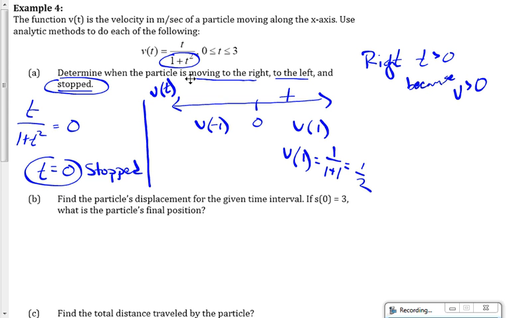Okay. What about v of -1? I've got -1 over 1 plus 1. That's -1/2. So the velocity is less than 0. So this would be moving to the left.